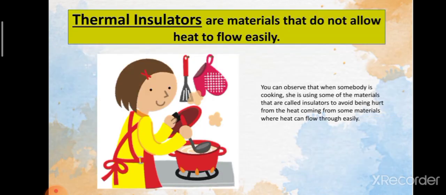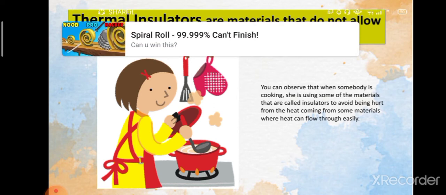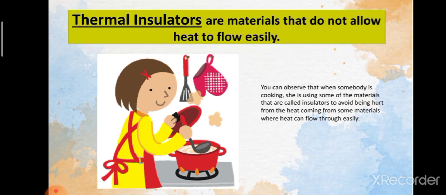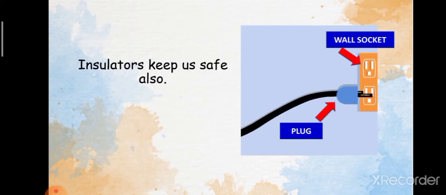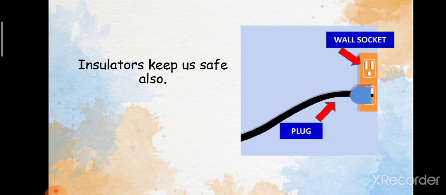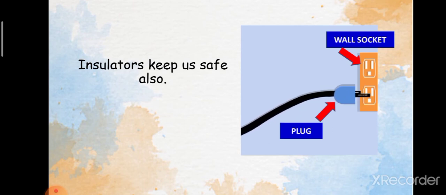Thermal insulators are materials that do not allow heat to flow easily. You can observe that when somebody is cooking food, she is using some of the materials that are called insulators to avoid getting hurt from the heat coming from materials where heat can flow through easily. Insulators keep us safe also. This makes us understand why copper wires have to be insulated or covered with plastic tubing so we don't get an electrical shock.